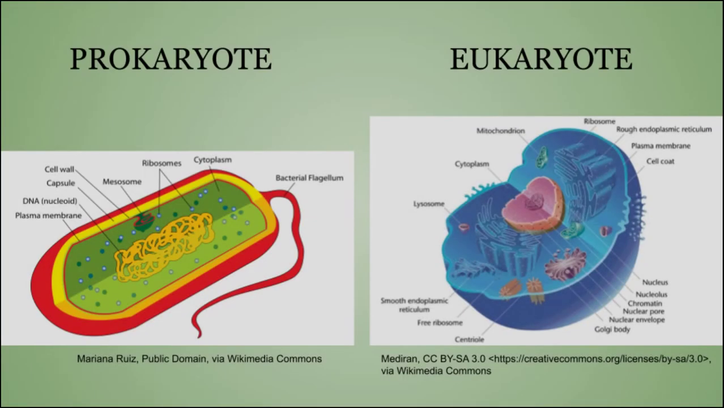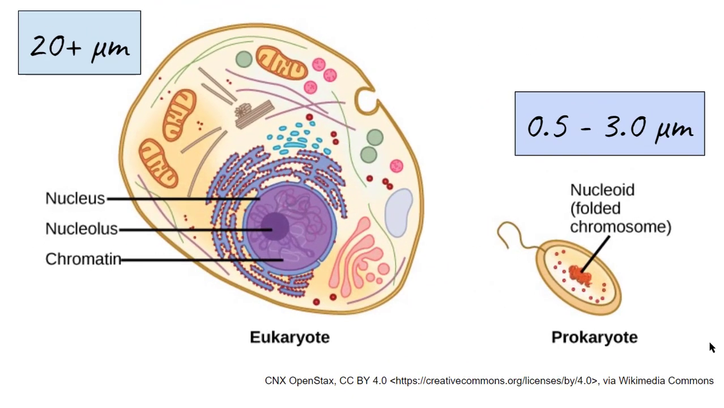Talking about size, let's compare the two to scale. Whoa, prokaryotes are much smaller, aren't they? The typical prokaryote ranges from 0.5 to 3 micrometers, whereas the smallest eukaryotic cell is 20 micrometers in diameter. Then there's one more thing to consider.